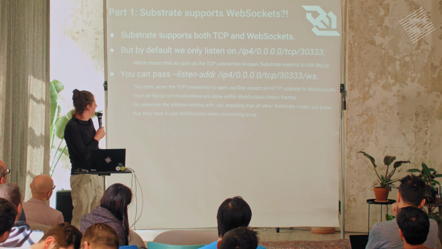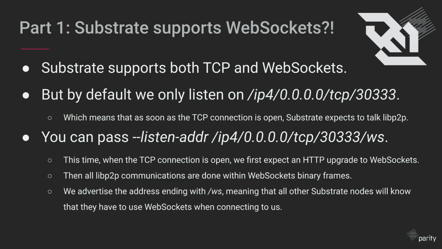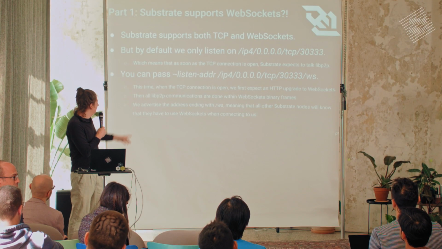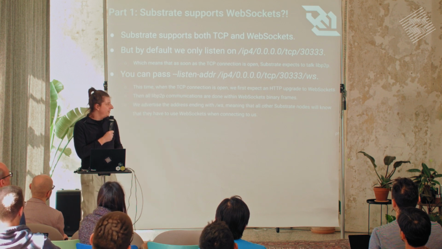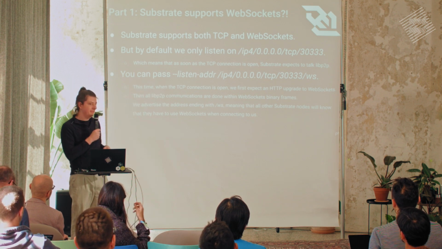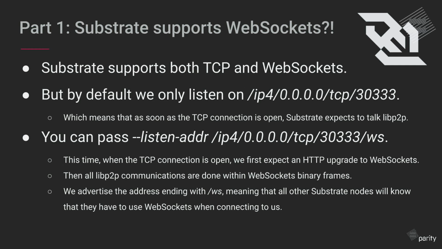So to go into more details about WebSockets, by default, Substrate only listens on incoming TCP connections, which means as soon as the connection is established, it's assuming that you have libp2p traffic happening on the link. But if you pass this CLI option, listen address, with a /ws at the end, it's going to assume that the incoming traffic is an HTTP request followed by a WebSocket upgrade. And then the actual libp2p traffic is done within WebSockets. And again, the advantage of this is that code within the browser can actually talk to us.